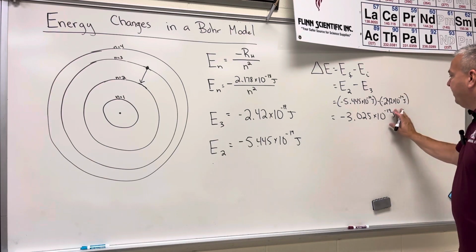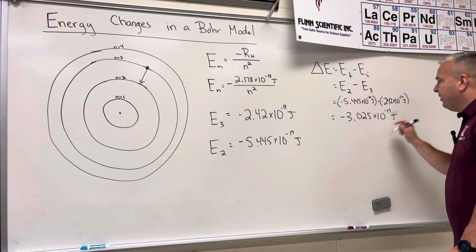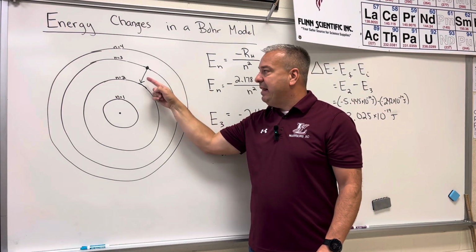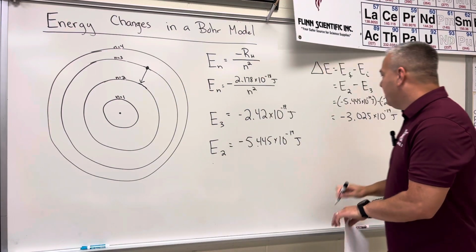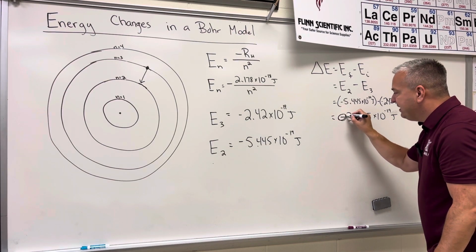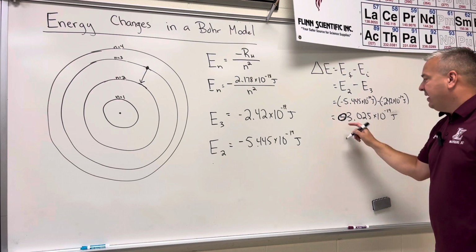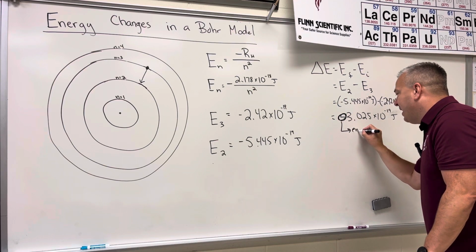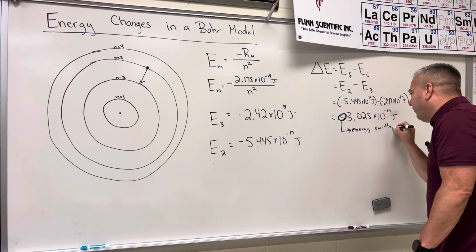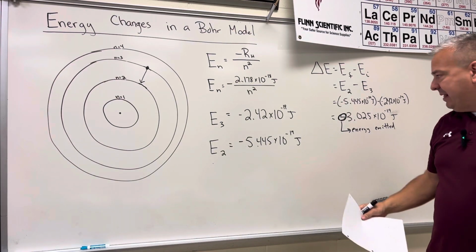Okay? And this is the amount of energy that's going to be released when it goes from the n equals 3 to the n equals 2. So there's really no such thing as negative energy. This negative sign right here is just telling us that energy is being emitted. So it's more of a direction than anything else.